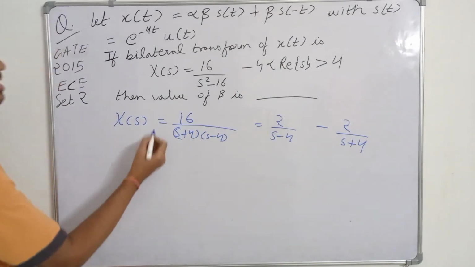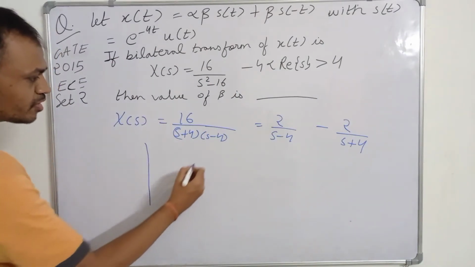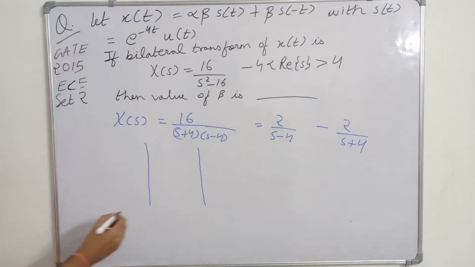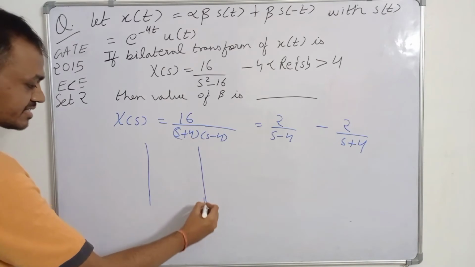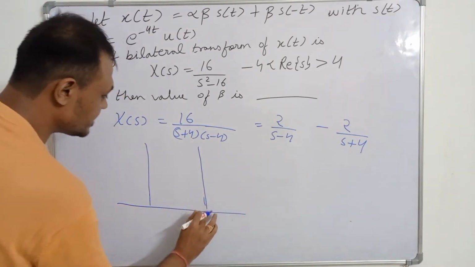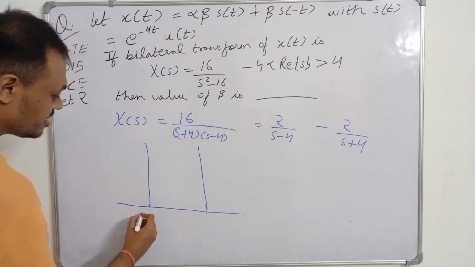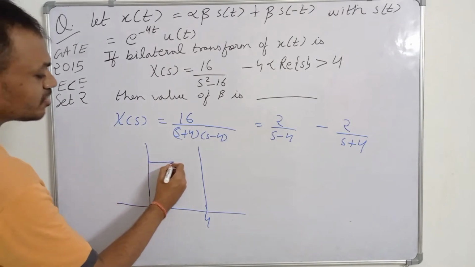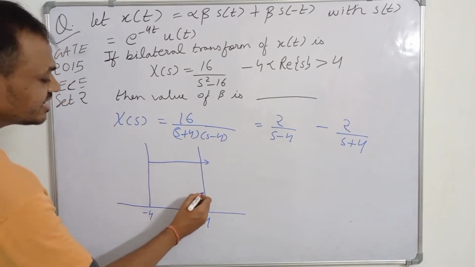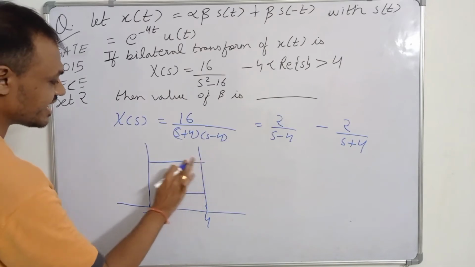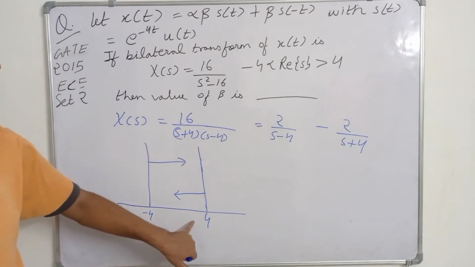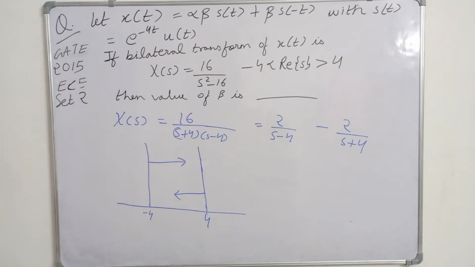Now this is a bilateral transform. So there are two poles, and this is the ROC. This type of ROC is only possible in two cases. This is the pole at minus 4, this is the pole at 4. The ROC for the pole at minus 4 is in this direction, and the ROC for the pole at 4 is in this direction. So the common ROC will be minus 4 less than real part of s less than 4.